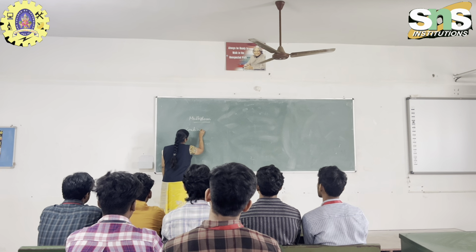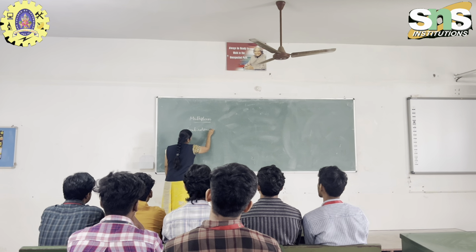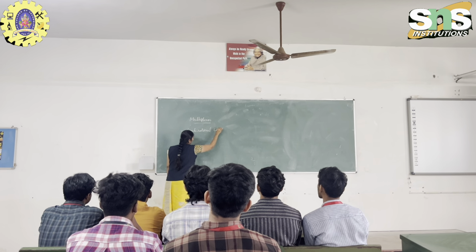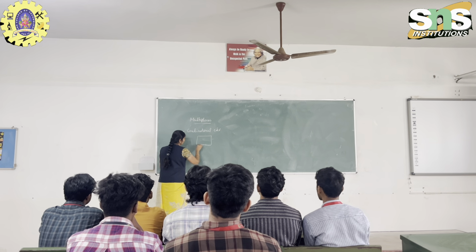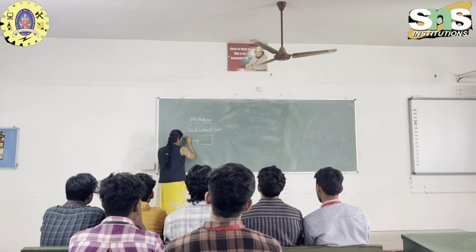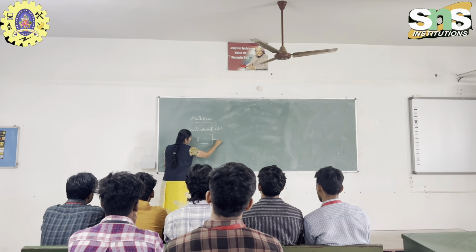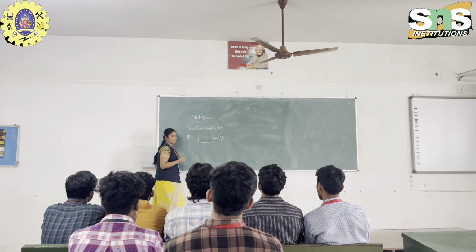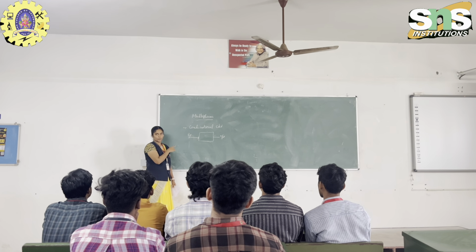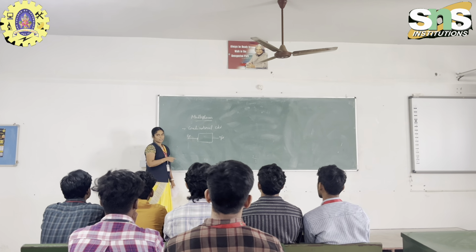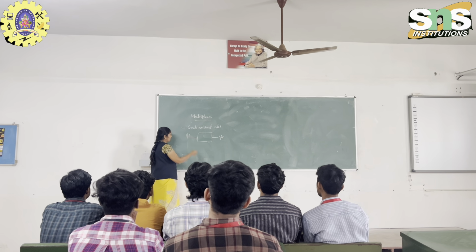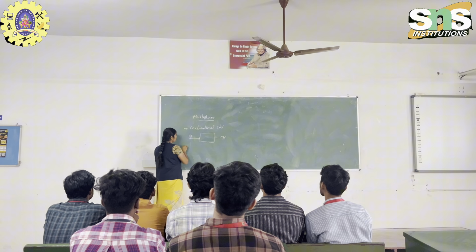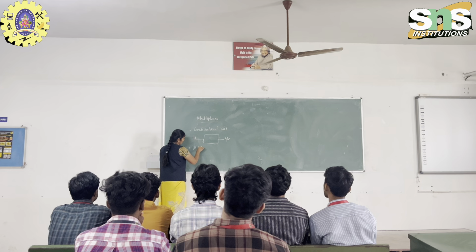Combinational circuit. A combinational circuit is one where the output depends only on the present input. So that is called a combinational circuit. This multiplexer is one of the combinational circuits. It is also called a mux.